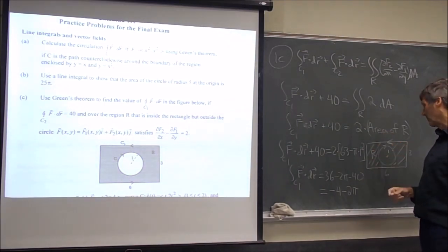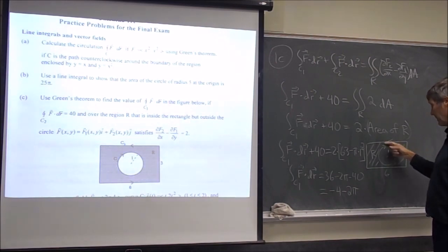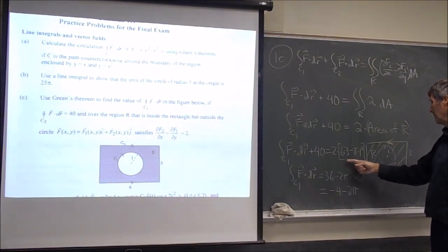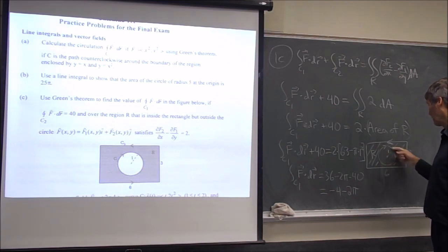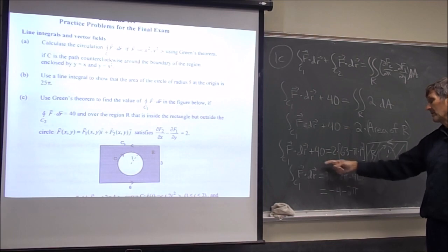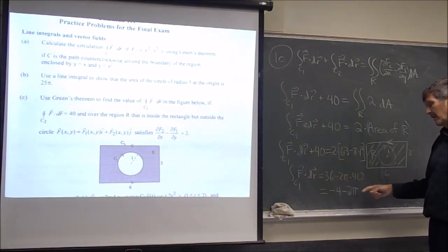between these two curves. That region's area is easy to calculate. It's a 6 by 3 rectangle with a radius 1 circle cut out. So its area is 6 times 3, 18, minus pi r squared. Pi times 1 squared is pi. And when you do the subtractions, you find that the line integral around C1 is minus 4 minus 2 pi.